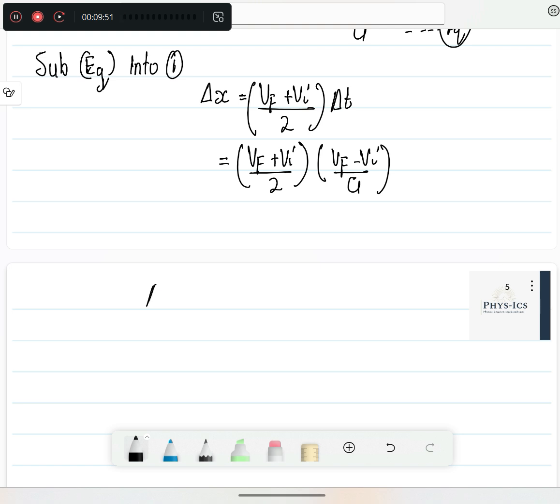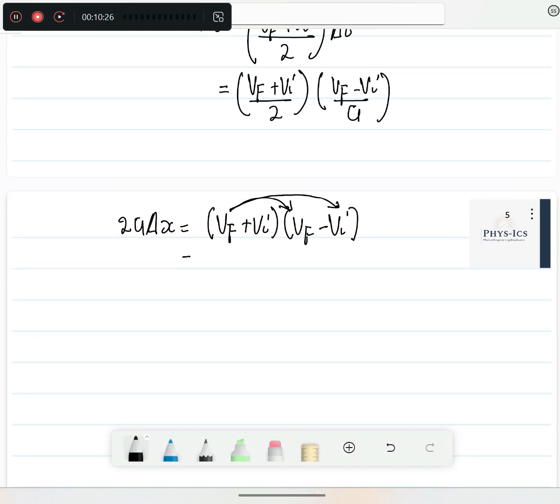And from this situation, he said that change in x can be written in terms of, he now dealt with the denominator, which is 2 multiplied by a, and he multiplied throughout by 2a, such that on the left hand side it will give us 2a change in x, and on this side we will be remaining with Vf plus Vi, Vf minus Vi. So he said that if we multiply both brackets, we will use the FOIL method, and this will give us on the left 2a change in x.